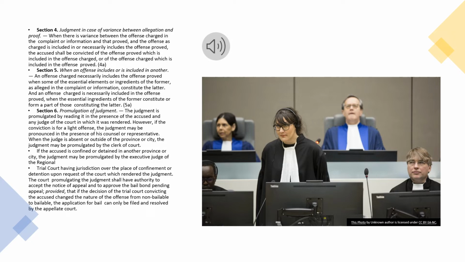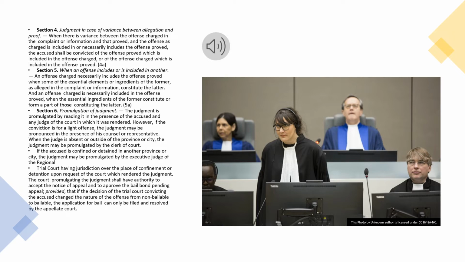Section 5. When an offence includes or is included in another. An offence charged necessarily includes the offence proved when some of the essential elements or ingredients of the former, as alleged in the complaint or information, constitute the latter. And an offence charged is necessarily included in the offence proved, when the essential ingredients of the former constitute or form a part of those constituting the latter.